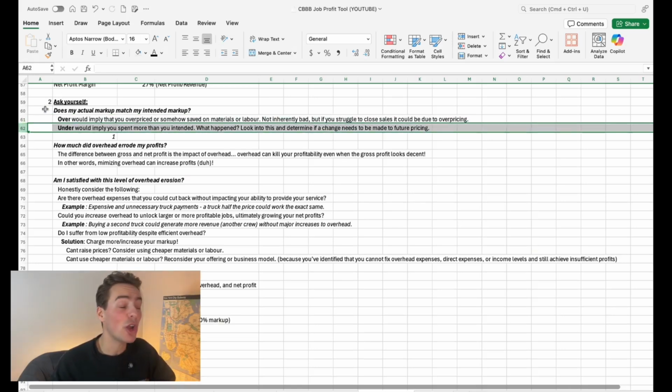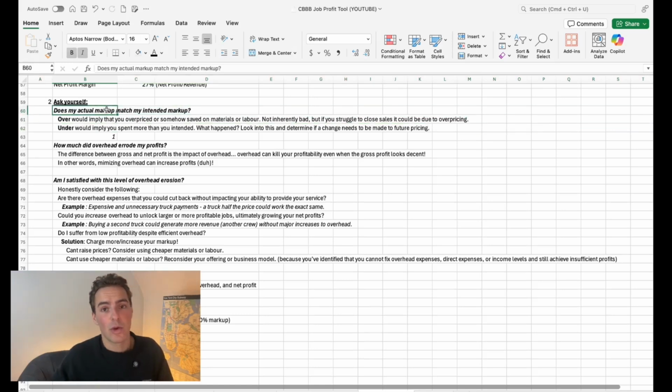Now, if you're under your intended markup, that means you spent more than you anticipated. And in that regard, you're going to need to just look at what happened. What line items? Was it a specific material that put you over? Were there materials that you didn't anticipate spending on and you actually did? Did the project take you longer than it was supposed to? Look at what happened and then keep that in mind when you price your next job. Do I have to worry about that problem again?